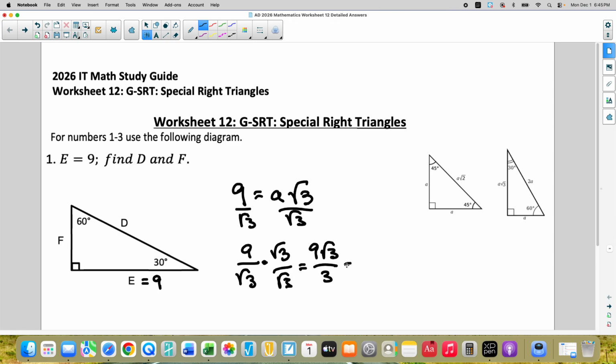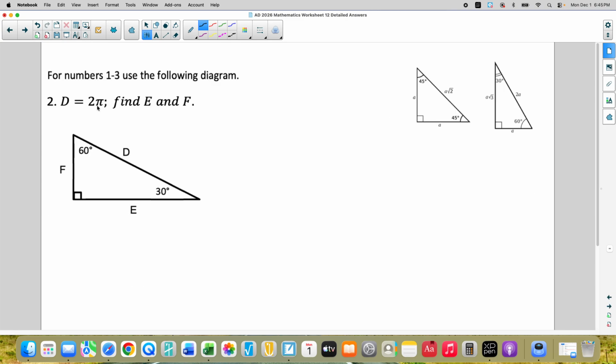And now we can simplify this to 3 rad 3. So F is going to equal 3 rad 3. And then my hypotenuse is going to be twice that, so times 2, which equals 6 rad 3, because you're just multiplying that by 2. You only multiply the outside with the outside, inside with the inside. So they start you off with a pretty good one.